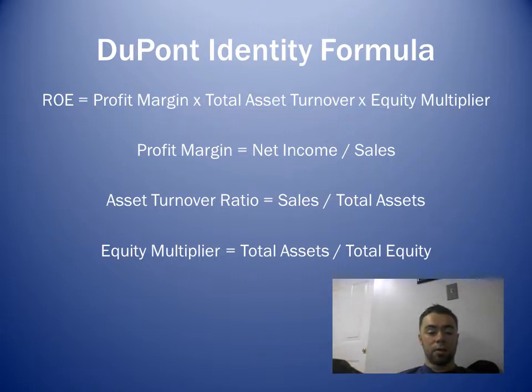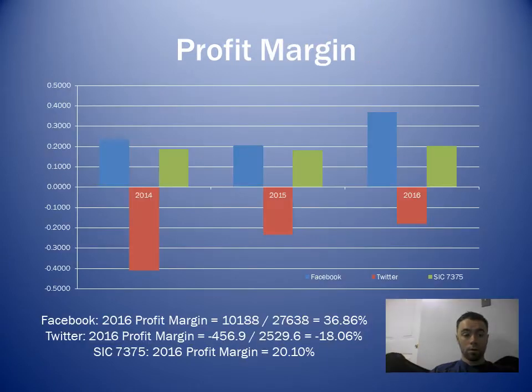As we break down these three ratios further, we can see the return on equity is ultimately determined by a company's net income, sales, total assets, and total equity. More specifically, profit margin falls under the profitability ratio's umbrella.